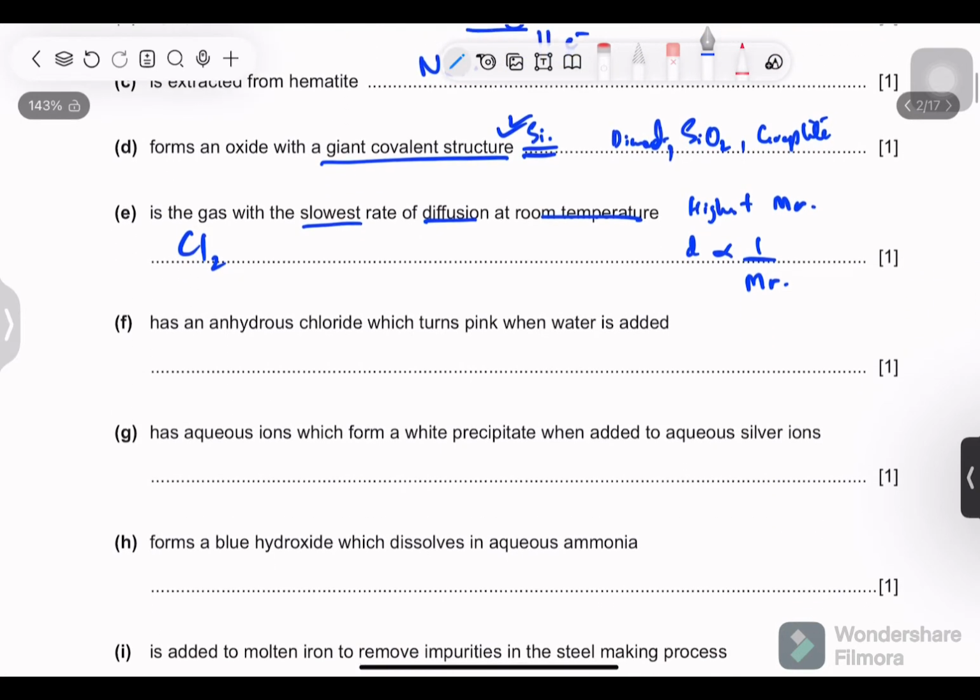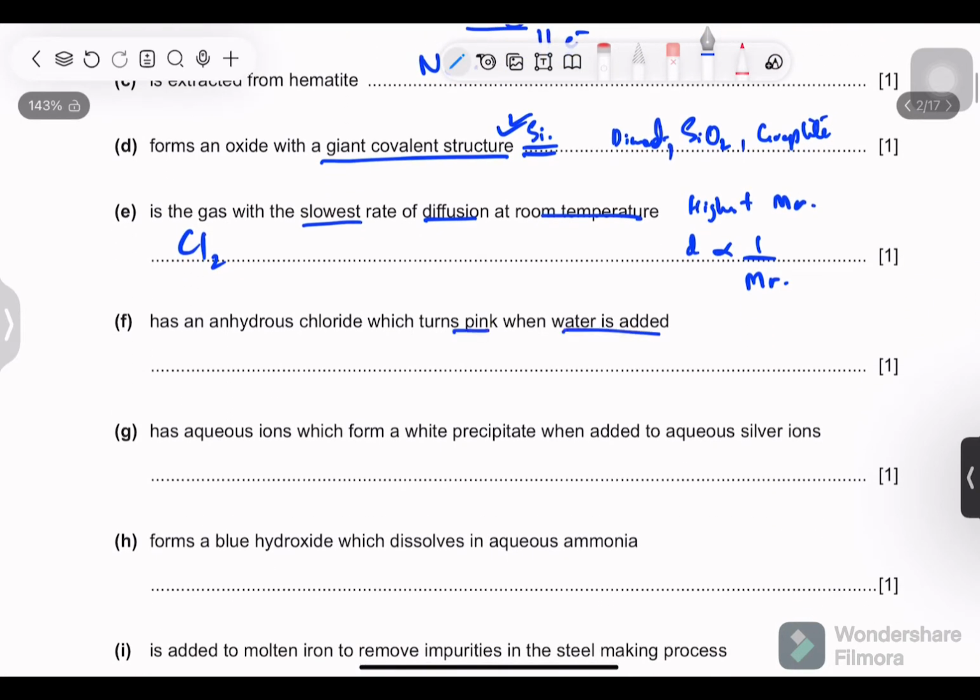Has an anhydrous chloride which turns pink when water is added. So the test for water is cobalt(II) chloride and copper(II) sulfate. So when water is added into anhydrous cobalt(II) chloride, it turns from blue to pink, and copper sulfate turns from white to blue. So this is cobalt(II) chloride, but we have to write the answer is cobalt because the chloride is formed by the cobalt.